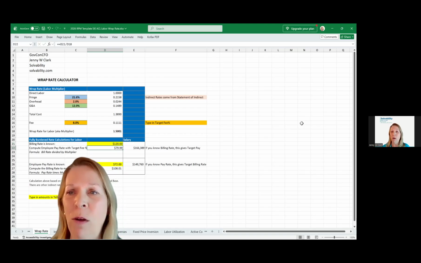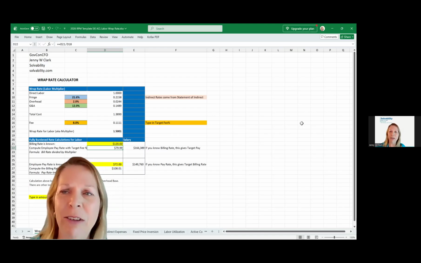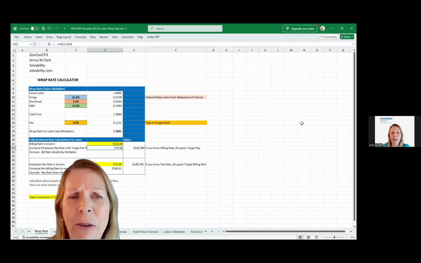The whole point of what I'm doing with my wrap rate calculator to share with you today is that we want to give you a tool, help you create a tool, so that you can put something like this on your desktop and use it over and over for different scenarios, because every single scenario is different.